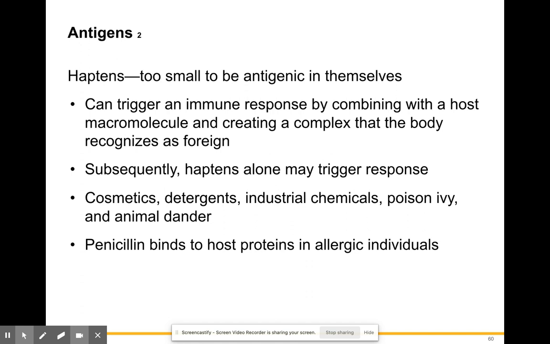So that is an example of these haptens combining with proteins on my body and causing an immune response, right? My body doesn't like these things. It's trying to kill them, trying to get rid of them, and it's causing a rash on my body. Same thing with poison ivy. And some people are allergic to penicillin. My dad is allergic to penicillin.